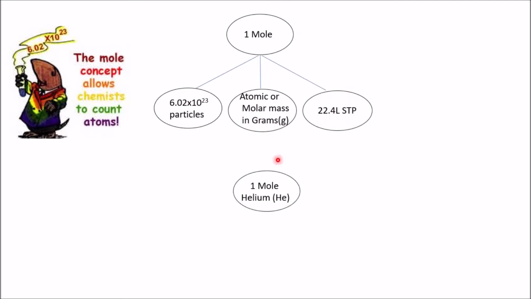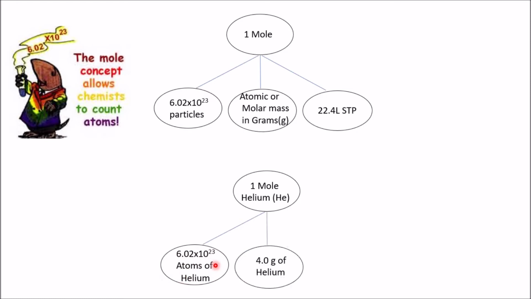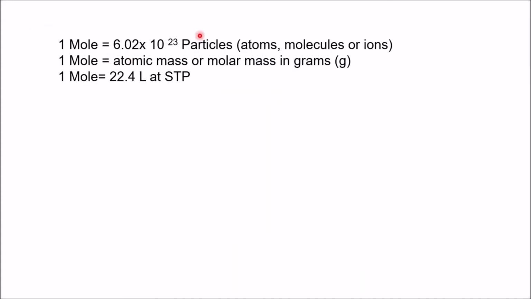For example, 1 mole of helium contains 6.02 times 10 to the power 23rd atoms of helium. We can also say 1 mole of helium contains 4 grams of helium, that is the mass of helium. And 1 mole of helium contains 22.4 liters of helium. We can represent that as an equation.